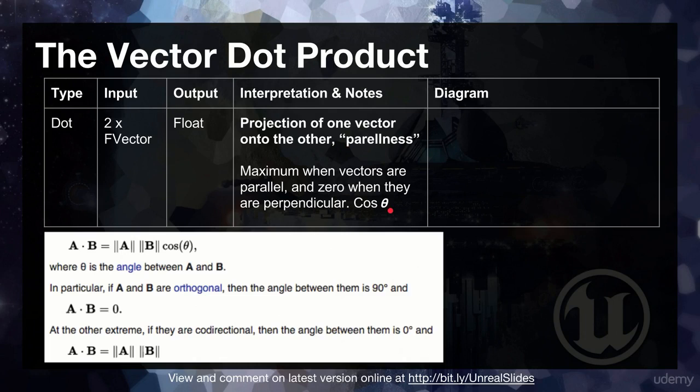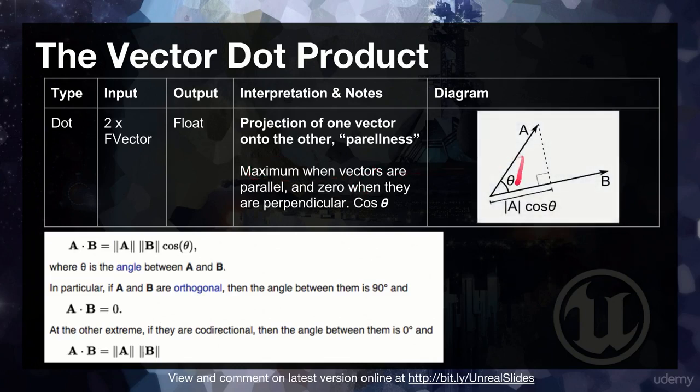It's the parallelness. How parallel are we if I am already facing in the direction the AI wants me to be? 100% parallel. I have a value of 1. If I'm facing in the opposite direction, I'm 100% not parallel. I have a parallelness of -1, and so on for everything in between. The value of this dot product is maximum when the vectors are parallel and 0 when they're perpendicular.